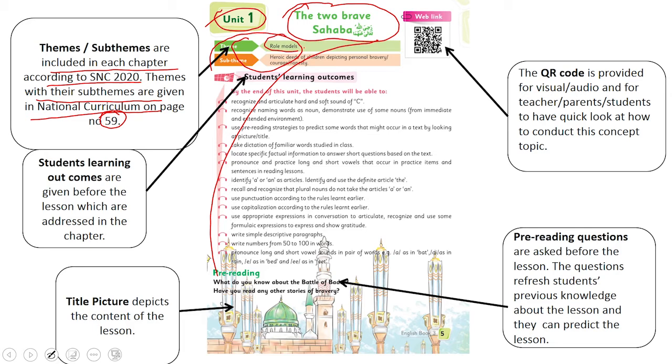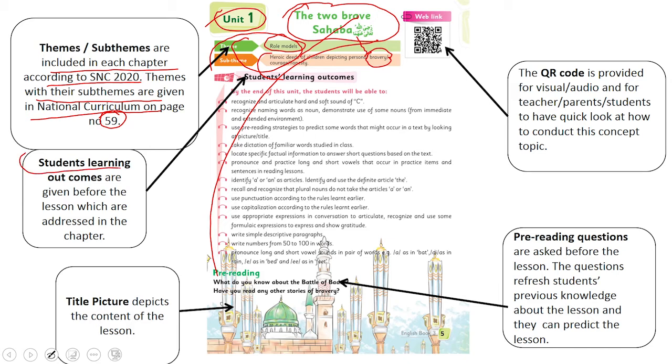For example, role models and heroic deeds: the sub-theme is heroic deeds of children depicting personal bravery, courage and honesty. So, if you see the sub-theme, you can have an idea what the lesson is about, the 2 brave Sahaba. So, the theme and the sub-theme are related to the content of the lesson or the unit name. You can have an idea by the theme, sub-theme and the unit name what we are going to read about.